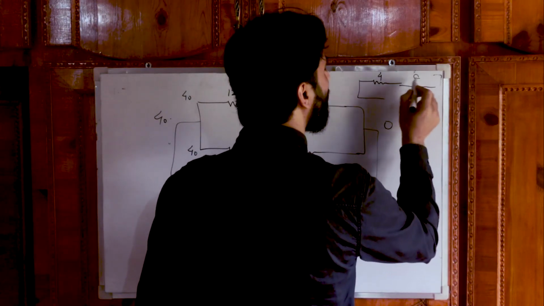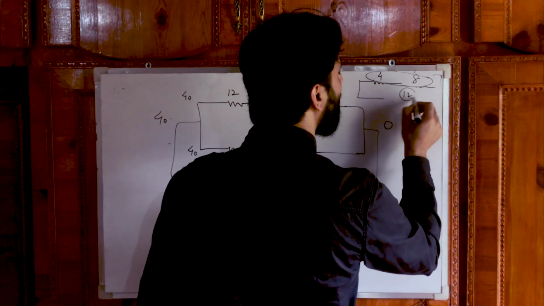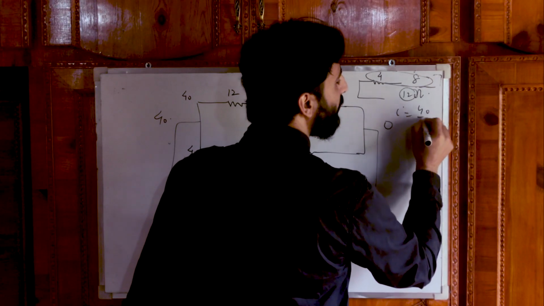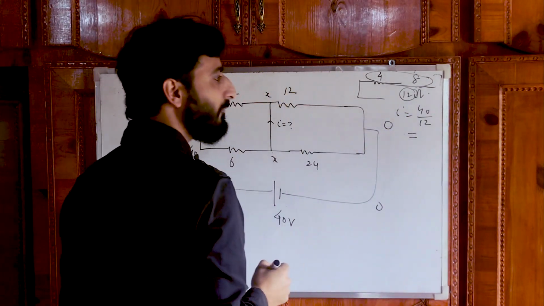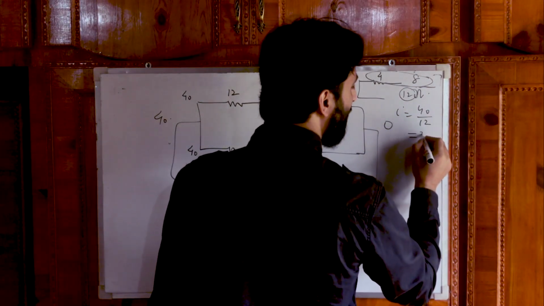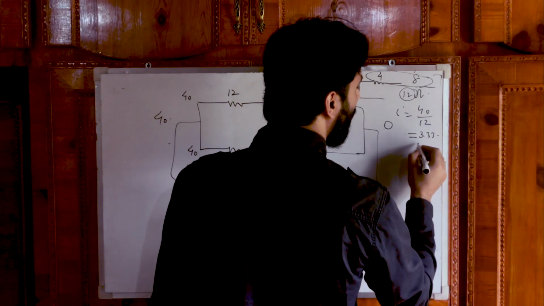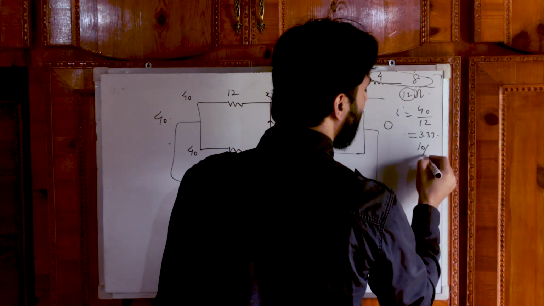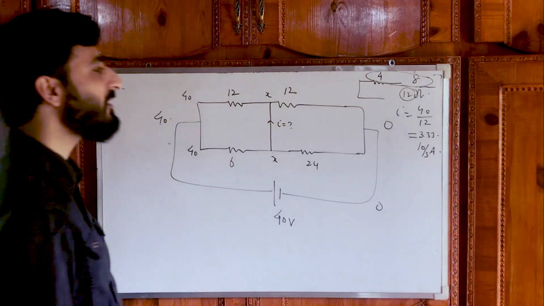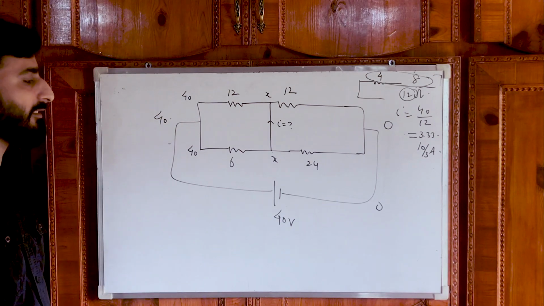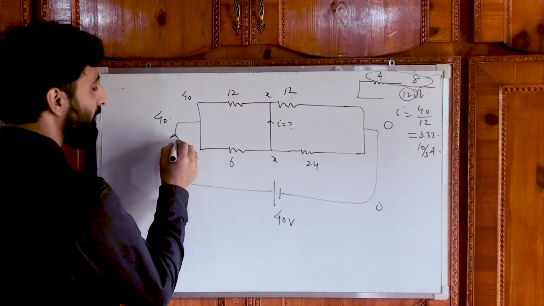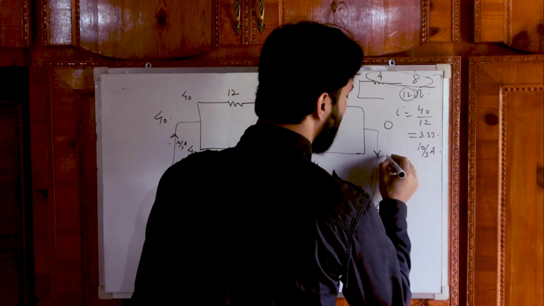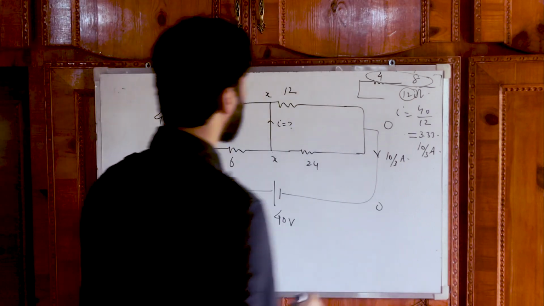So the net value will be 8 plus 4 is 12 ohm, and the value of current will be 40 over 12. So that is around 3.33, or we can say it is 10 by 3 amperes. So this much of current will flow through the circuit. So I can write it down, 10 by 3 amperes, and current leaving the circuit is 10 by 3 amperes.